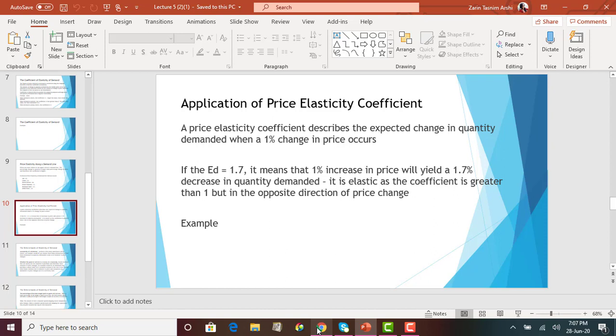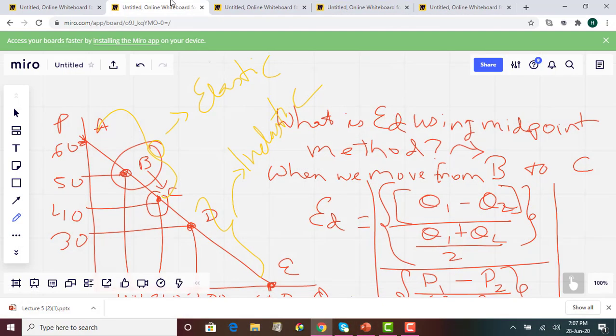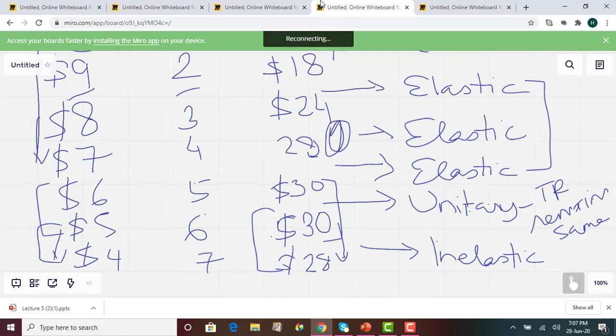Okay, again, if you are given an example where the price elasticity of demand is 1.7, what it means is if price goes up by 1%, then quantity demanded will fall by 1.7%. Okay, let me do another quick example so you guys are more clear on this.